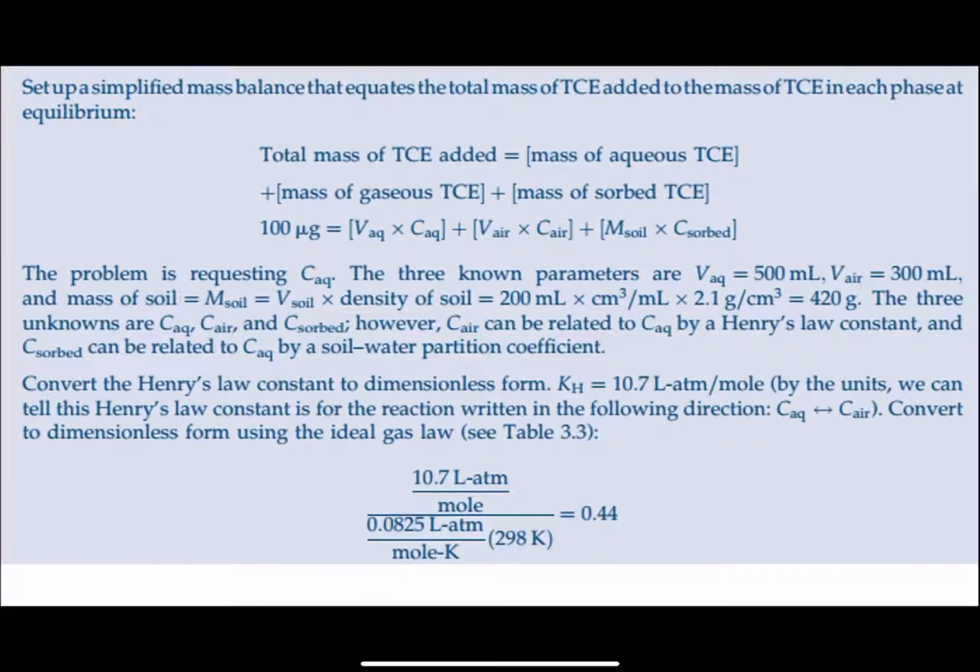Now, we know that this is the total organic that we put, 100 microgram. So we'll start doing a mass balance. Total mass of TCE added is equal to mass of aqueous TCE in the water, mass of gaseous TCE in air, plus mass of sorbed TCE in soil. So we had to add up all the masses in air, in water, and soil. The mass of the organic, trichloroethylene. Total mass is 100 microgram.